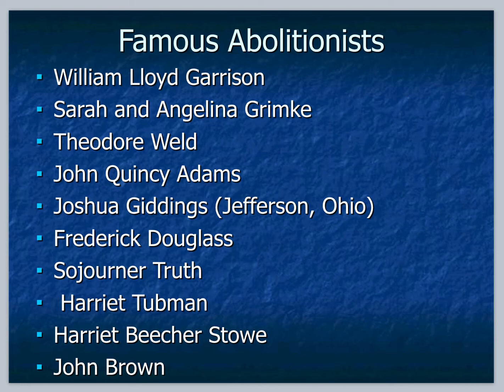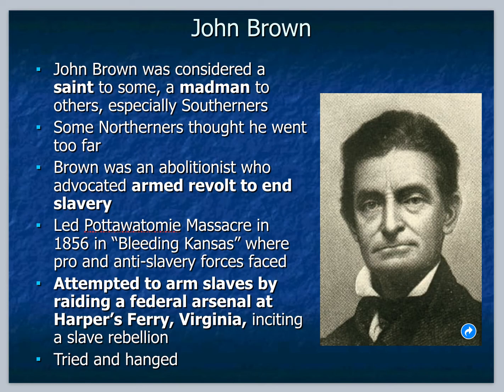Some of your abolitionists are William Lloyd Garrison, the Grimke sisters, John Quincy Adams, Joshua Giddings, from Jefferson, Ohio, out in Ashtabula County, Frederick Douglass, Sojourner Truth, Harriet Tubman, Harriet Beecher Stowe, and John Brown. We're going to talk about them today. First, we'll get into John Brown.